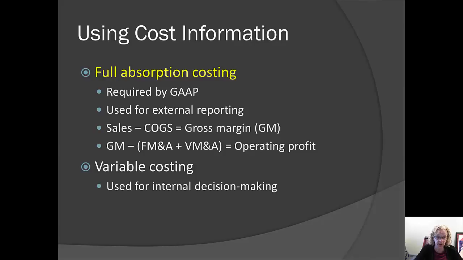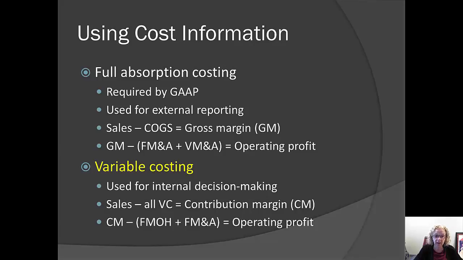Alternatively, internally, it's probably a better idea to use variable costing. In that case, we're going to take sales and subtract out all of our variable costs to get our contribution margin, and then we'll subtract out all of our fixed costs. That would be fixed manufacturing overhead and fixed marketing and administrative to get our operating profit. And then the question is, are these two operating profits the same? I don't know. Let's take a look.